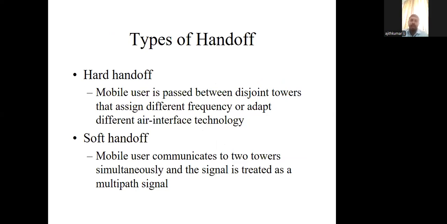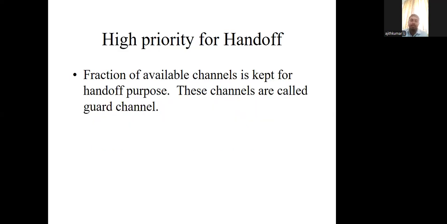Types of handoff: hard handoff and soft handoff. Hard handoff is when a mobile user is passed between disjoint towers that assign different frequencies or adopt different interface technology. The next is soft handoff. The mobile user communicates with two towers and the signal is treated as a multipath signal.